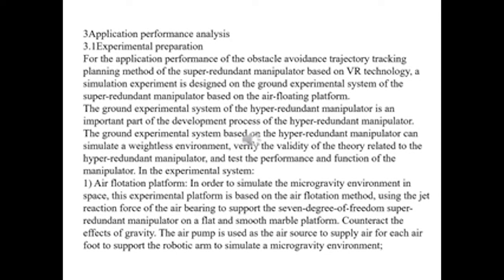In the experimental system, 1. Air flotation platform. In order to simulate the microgravity environment in space, this experimental platform is based on the air flotation method, using the jet reaction force of the air bearing to support the 7 degree of freedom super-redundant manipulator on a flat and smooth marble platform, counteracting the effects of gravity. The air pump is used as the air source to supply air for each air foot to support the robotic arm to simulate a microgravity environment.